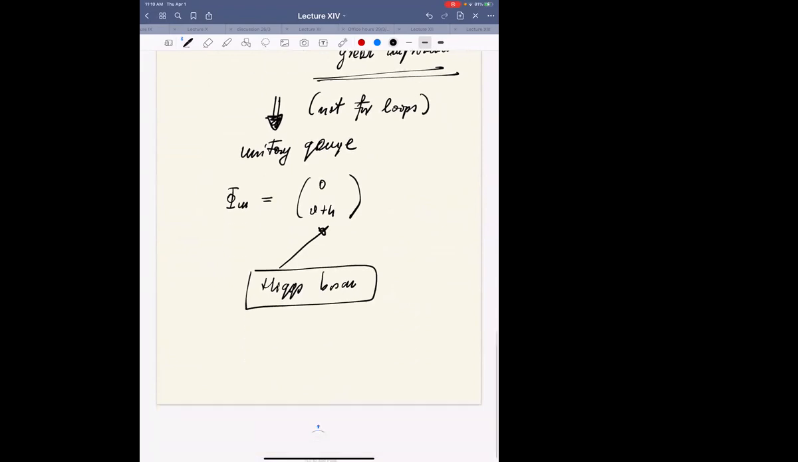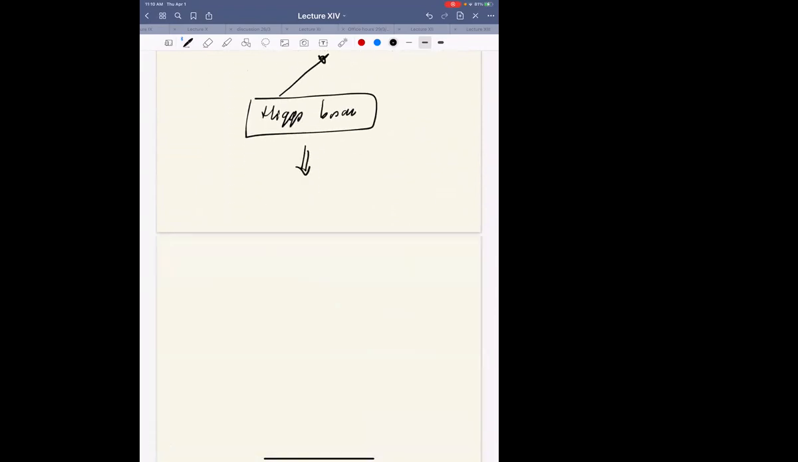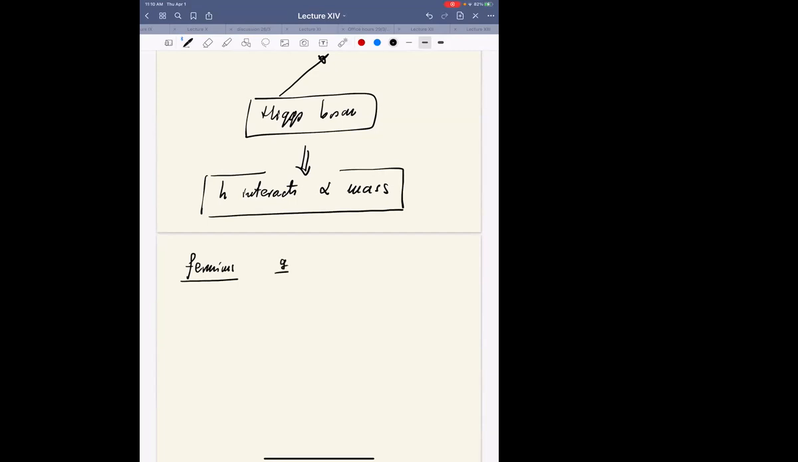And we found out its interactions. H interacts proportional to mass. Let's write it down. Once again, it interacts with fermions. What is the interaction? It is g over two, m fermion over MW, we found out, Higgs, f bar f.